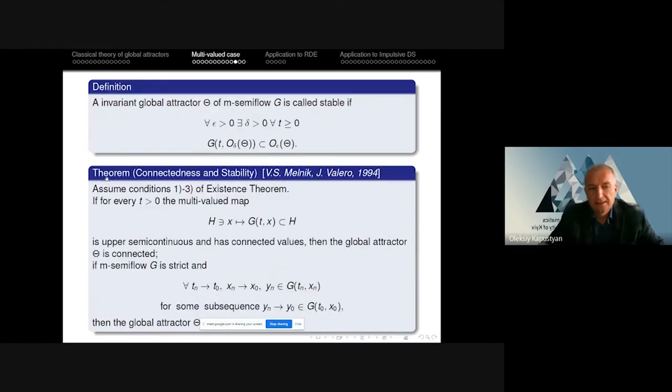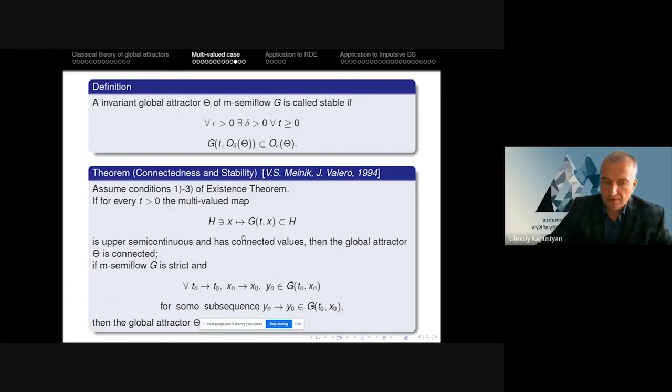Again, without any additional assumptions, or some additional assumptions but not very restrictive, we can prove that a global attractor is a connected and stable subset of the phase space.